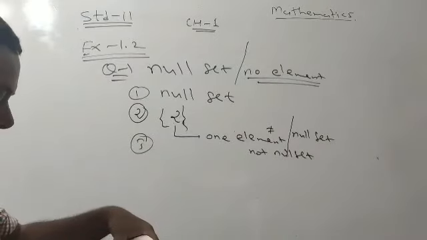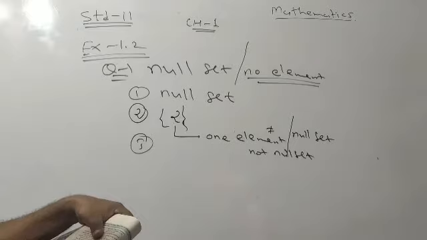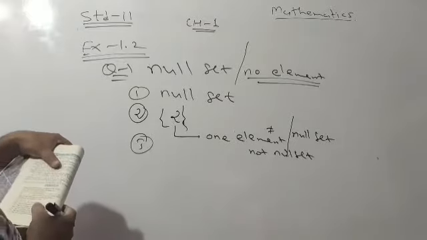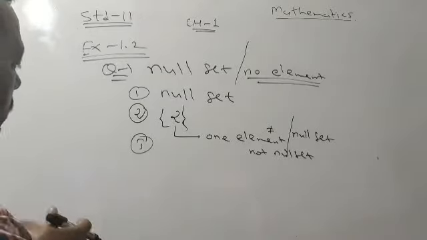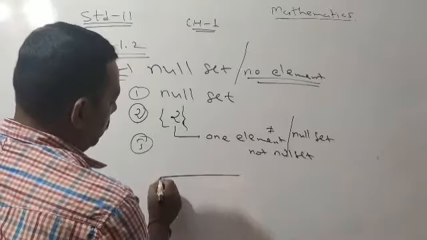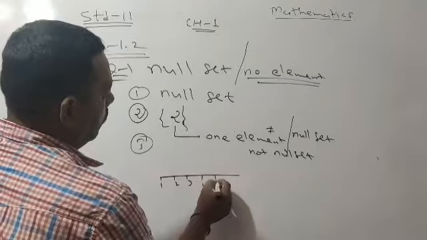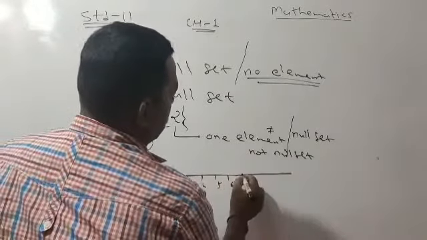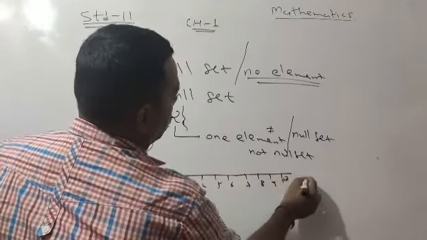Same way third: x is a natural number, x is smaller than 5 and x is greater than 7. I will explain this with the help of number line. We know that on number line, if I put 1, 2, 3, 4, 5, 6, 7, 8, 9, 10 and so on, so on.